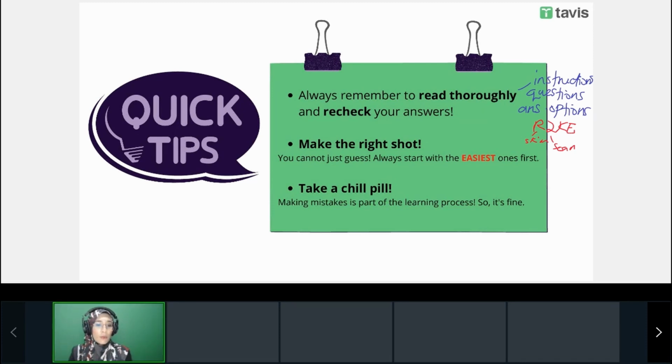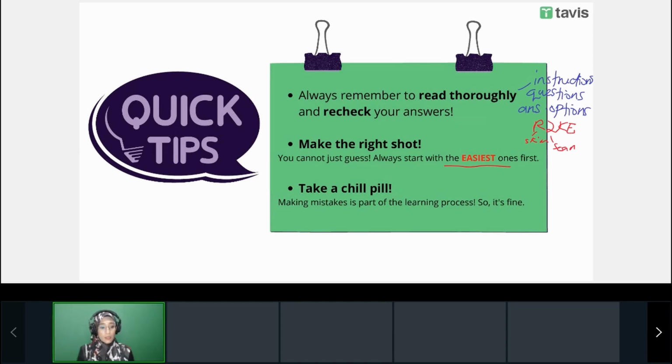And you can always start with the easiest ones first because it cuts short your time. But make sure you attempt rechecking the answers again. And lastly, I would say just take a chill pill, everybody. It's fine if you make mistakes because it's a part of the learning process.